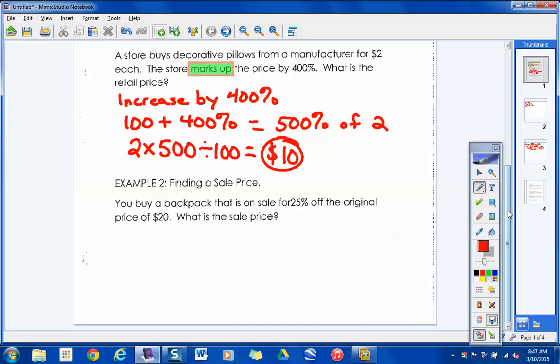You buy a backpack that is on sale for 25% off the original price of $20. What's the sale price? So again, first question I'm going to ask, increase or decrease? Decrease. It's a decrease by what percent? 25. It's a decrease by 25%, right? So, to the 100, am I adding or subtracting the 25? Subtracting.